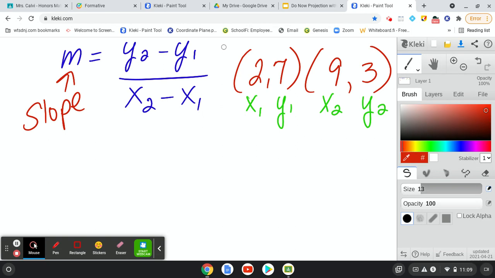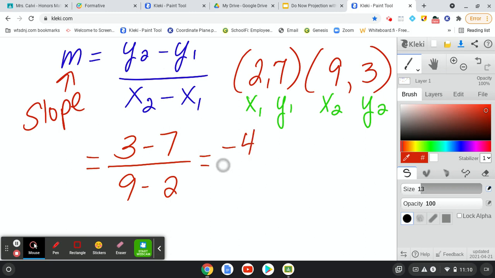So when I do that, drop down my equal sign. My y2 is the 3. My y1 is 7. So 3 minus 7 over my x2 is 9. And I am subtracting my x1, which is 2. So 3 minus 7, that's going to give me a negative, right? That's going to give me a negative 4. And then 9 minus 2 gives me 7. So here, my final answer is my slope, remember this is my slope, is equal to negative 4/7.